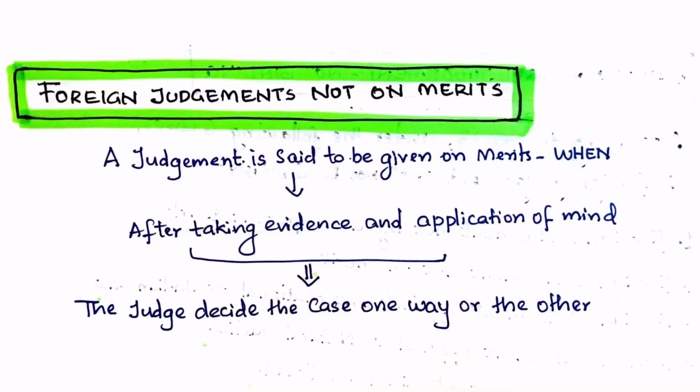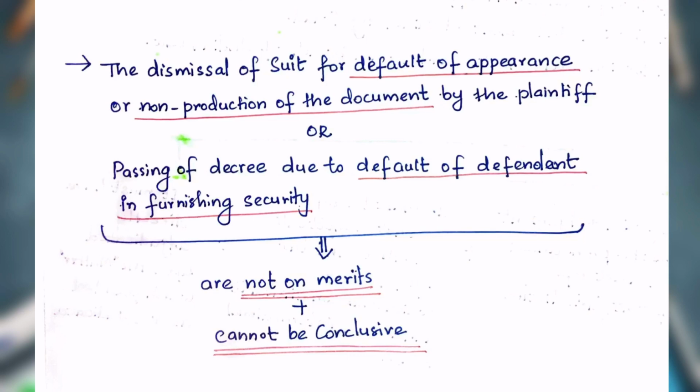And the second case was foreign judgment not on merits. A judgment is said to be given on merits when, after taking evidence and application of mind, the judge decides the case one way or the other. But the dismissal of a suit for default of appearance or non-production of the document by the plaintiff, or passing of a decree due to default of the defendant in furnishing security, are not on merits and cannot be conclusive.